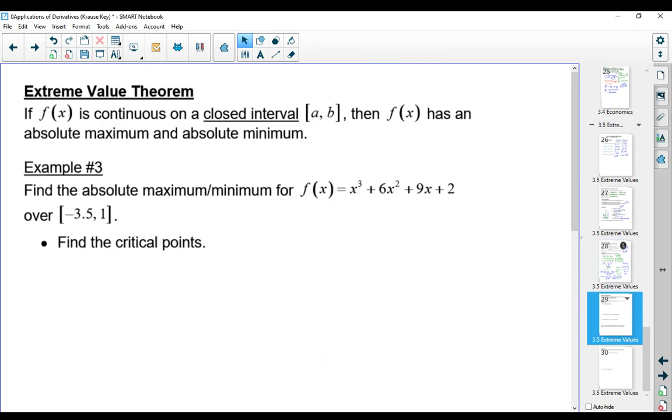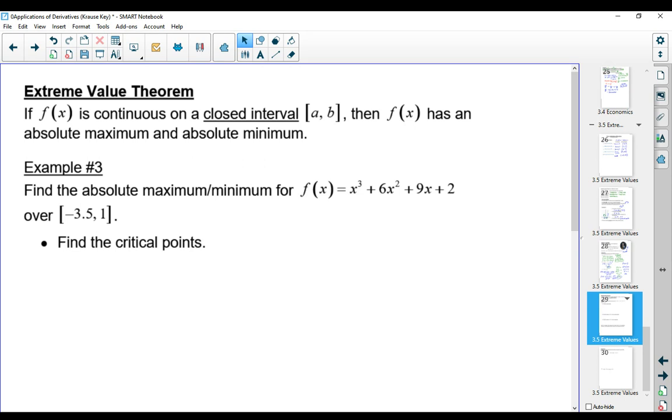All right, so I've got another theorem for you here, and this is the extreme value theorem, and it says if f of x is continuous on a closed interval, that means we have a definite starting point and ending point, or we've got two endpoints, then f of x has an absolute maximum and an absolute minimum. So we're talking about a graph that actually has a starting point and an ending point. It's not going on and on forever in one or more directions.